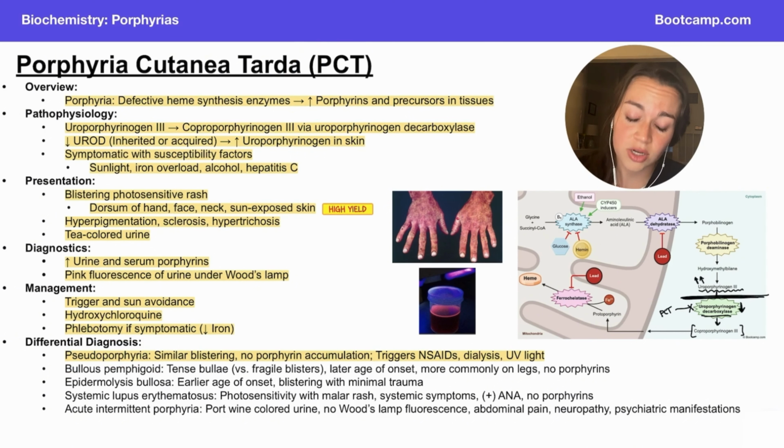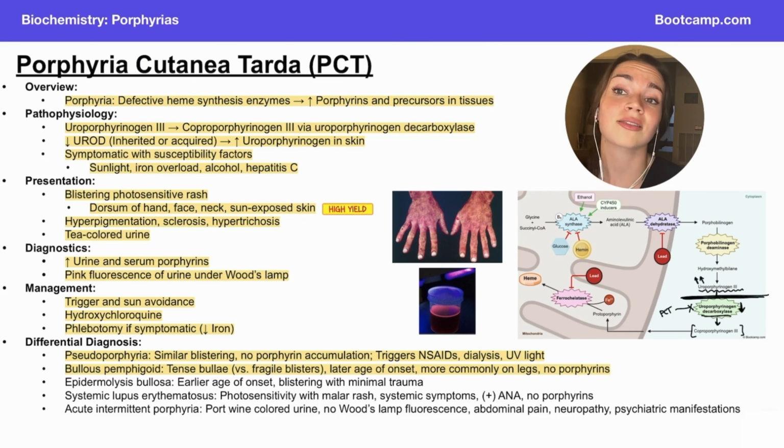The next thing that might be on your differential is bullous pemphigoid. Bullous pemphigoid, also a blistering disease. However, the blisters in bullous pemphigoid are going to be tense bullae, whereas the ones you see in PCT are these fragile blisters on the dorsum of the hand. Bullous pemphigoid is generally going to have a later age of onset. This tends to happen in the elderly, and it more commonly happens on the legs as opposed to the hands and face. And if you were to test a patient with bullous pemphigoid for porphyrins, those would not be elevated.